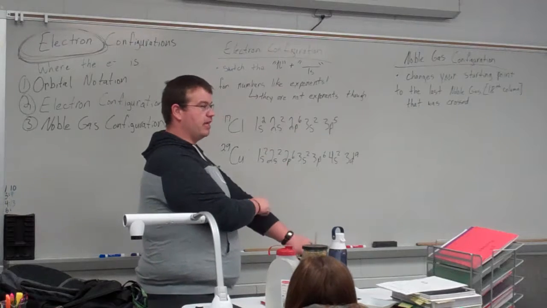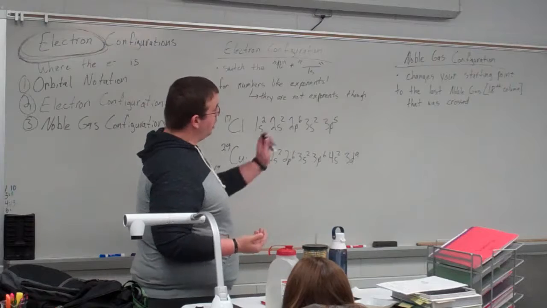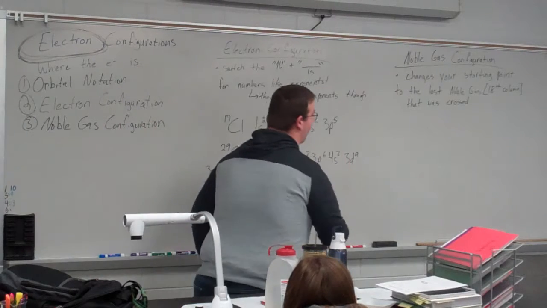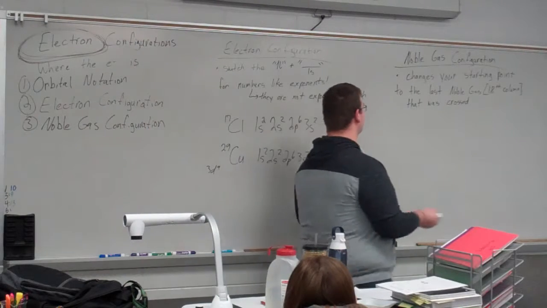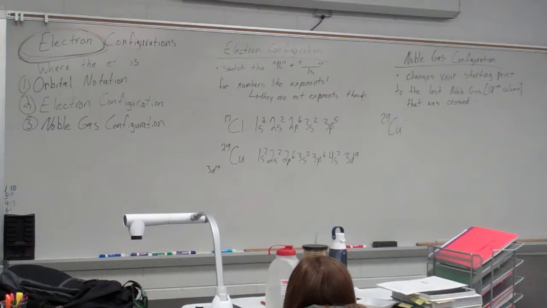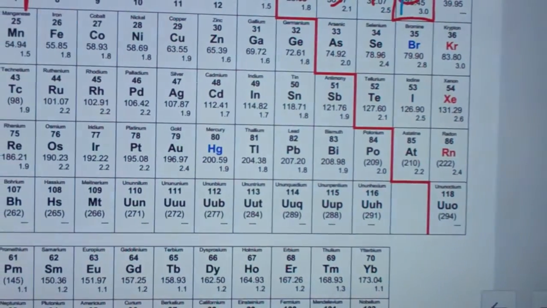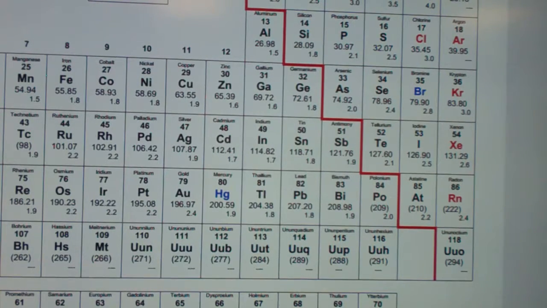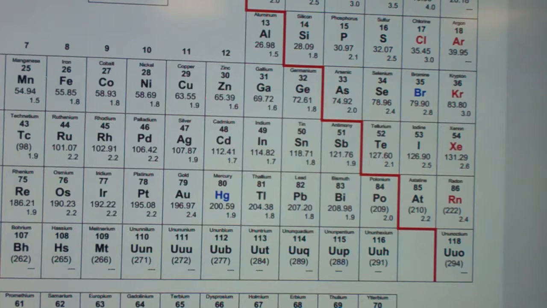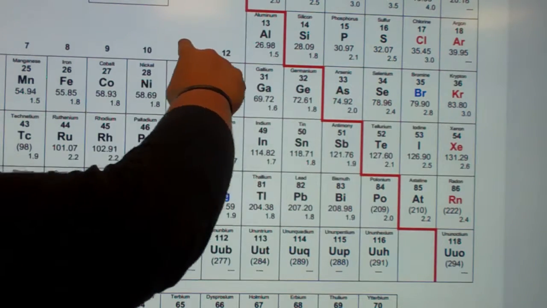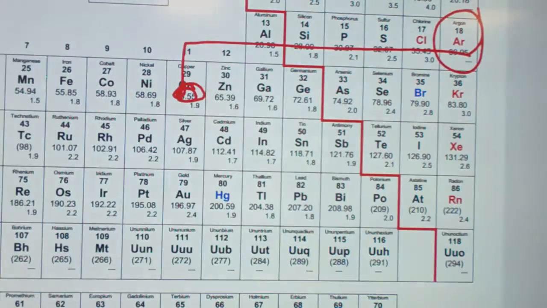Okay. I want to give you noble gas. Noble gas makes life a lot simpler. Noble gas will change your starting point to the last noble gas, and the noble gases are the 18th column. It's the last column on the periodic table that was crossed. So this is how you do it. I'm going to give you copper, which is 29, which you just did. It's a shortcut. You go to your periodic table, put your finger on the element that you're trying to get the noble gas configuration for. So I'm going to copper. Go up a row and go all the way to the 18th column. You get argon.